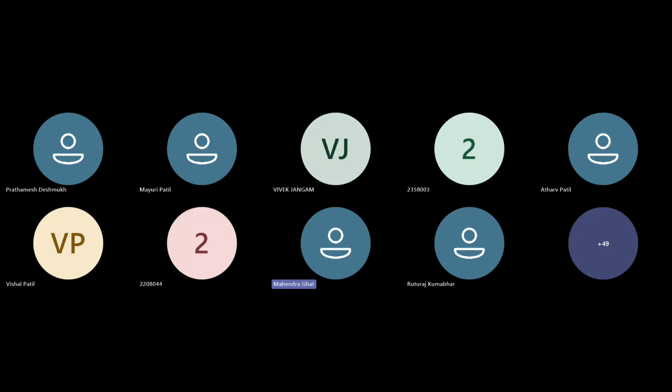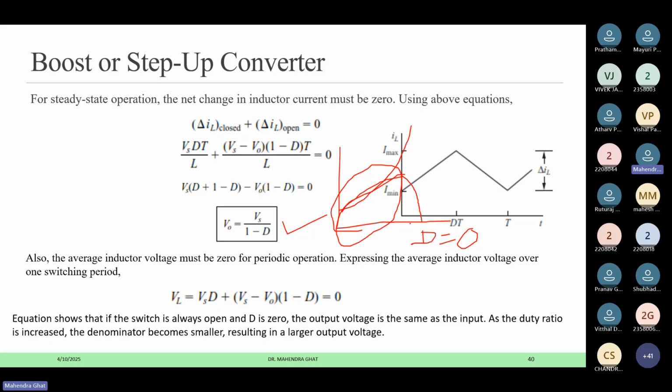Okay, but after this range, where D is somewhat greater than 0.8 or 0.85, we will have this region, and in this region, instead of increasing the output voltage, the output voltage decreases and goes to zero. So practically we cannot use the boost converter in the range of, say, duty of 0.85.